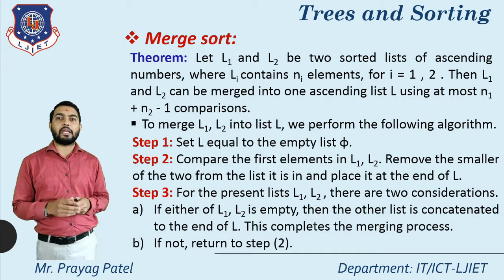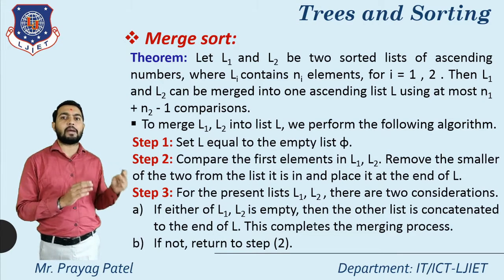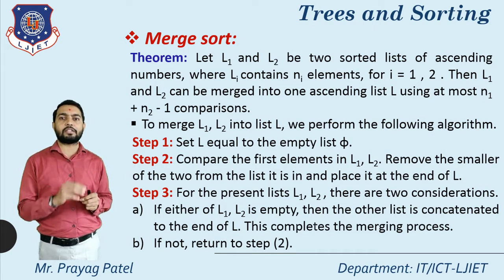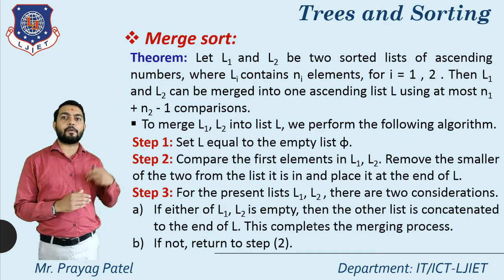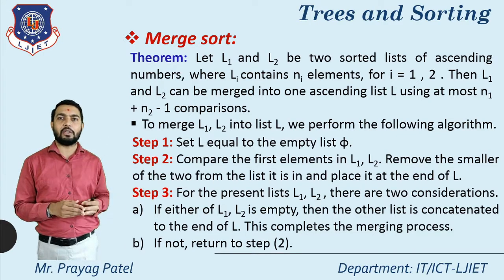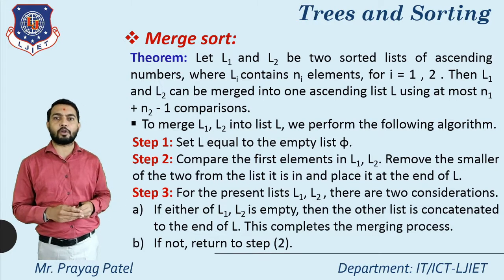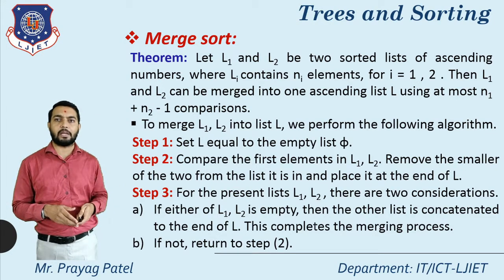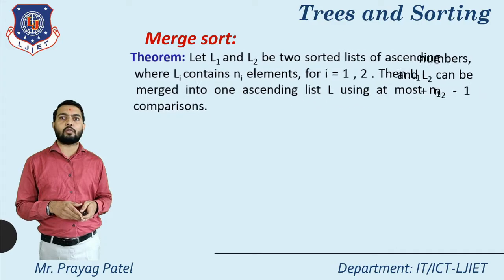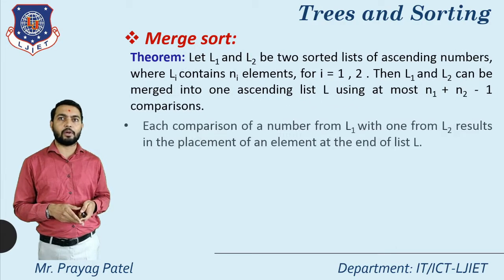And second part b, if no, then return to step 2. That means if list 1 or list 2 is not empty, then perform step number 2 repeatedly until we get one list as an empty list. Then we stop the process after completion of step 3. So this is a simple algorithm or theorem for merge sort.